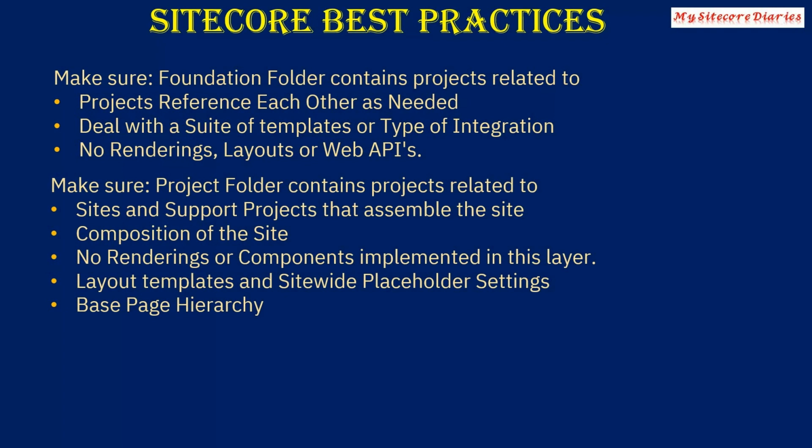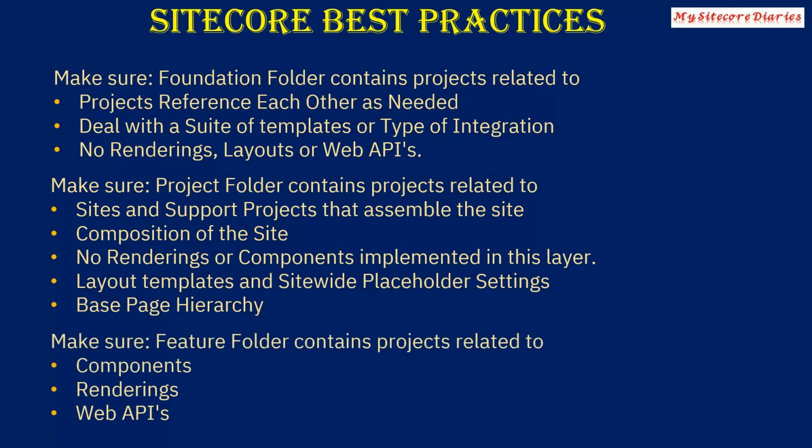Then make sure your project folder contains the projects related to the site and support projects that assemble the site. Second is the composition of the site, with no renderings or components implemented in this layer, only layout templates, site-wide placeholder settings, and base page hierarchy. So basically the things which are required to assemble the website, those projects should go into the project folder. These are project-specific things that should go in the project folder. There should not be any feature-related items, no renderings, no components there.